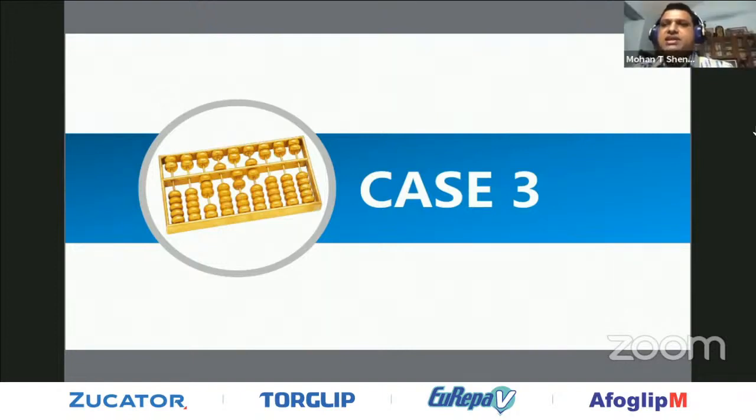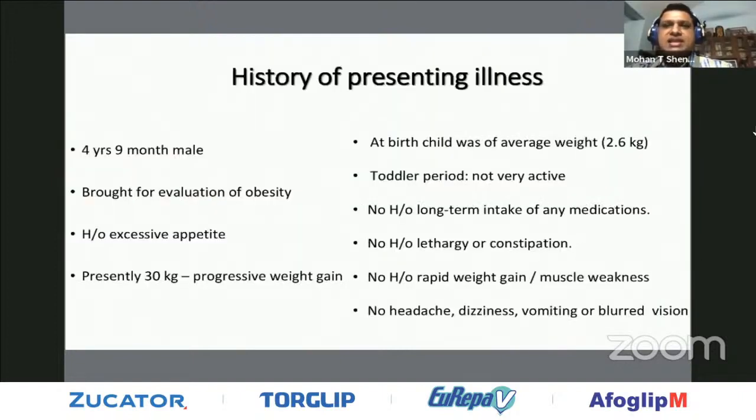So case 3. This patient is a child. The child was brought for evaluation of obesity. He's 4 years, 9 months, a male child, nearing 5 years of age, brought with history of excessive appetite as well. It is actually pre-lockdown, from last year, September. So he had come with a history of excessive appetite.